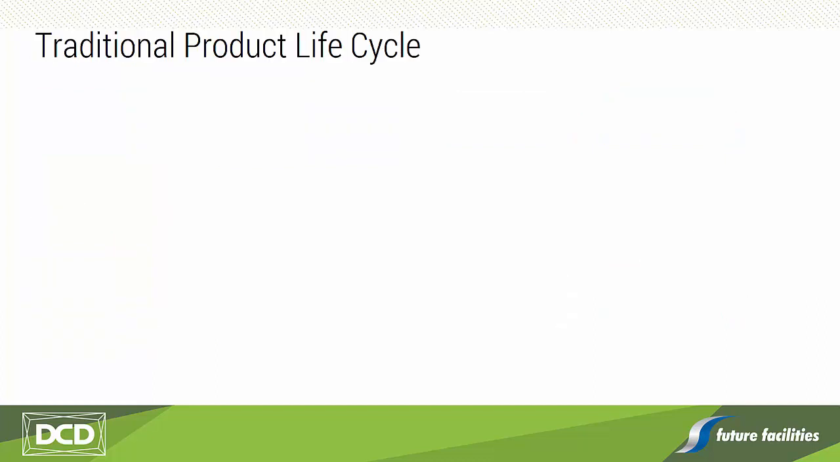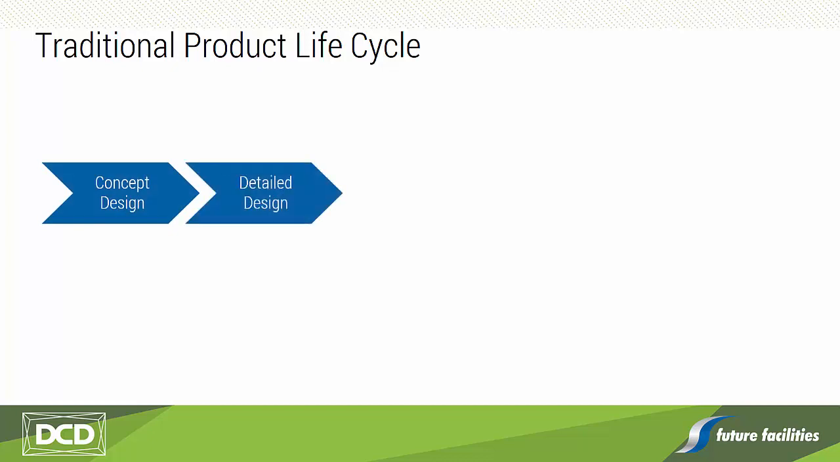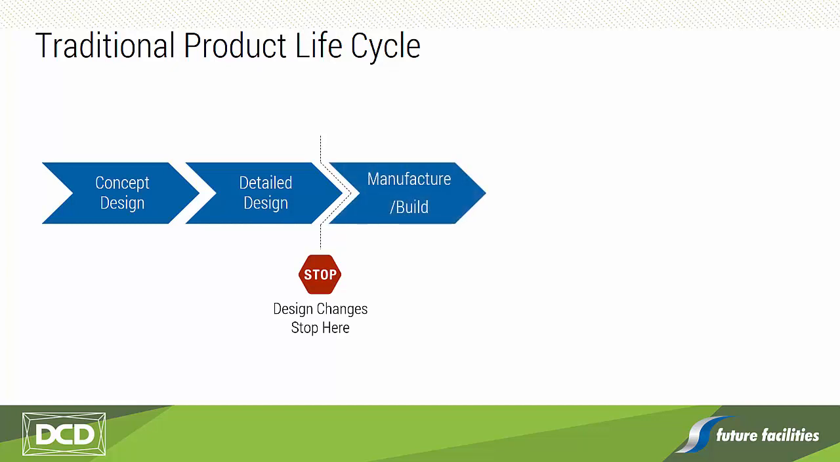So if you look at the life of a traditional product, and then we'll look at the life cycle of a data center, we'll see how the differences manifest themselves and why a data center is slightly different from a traditional product. So if we think about a traditional product, we start off with a concept design, we move on into detailed design, and then at the end of the detailed design phase, we stop making design changes. Before we go into manufacture, we have to stop changing the design so that we have a constant design that we can then go and build in our factory or we can manufacture.